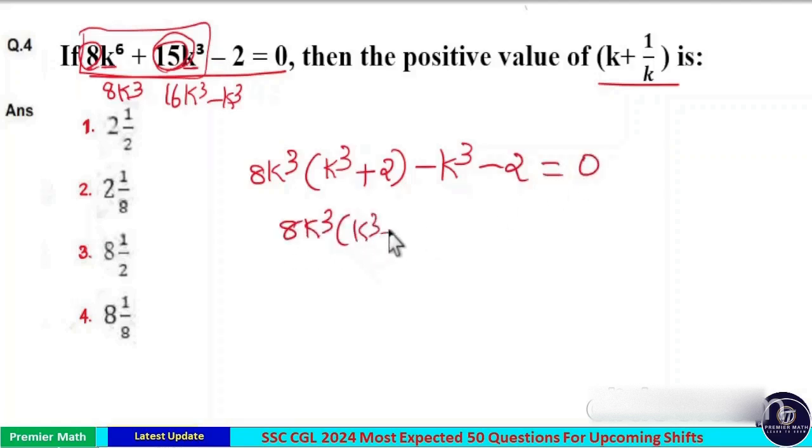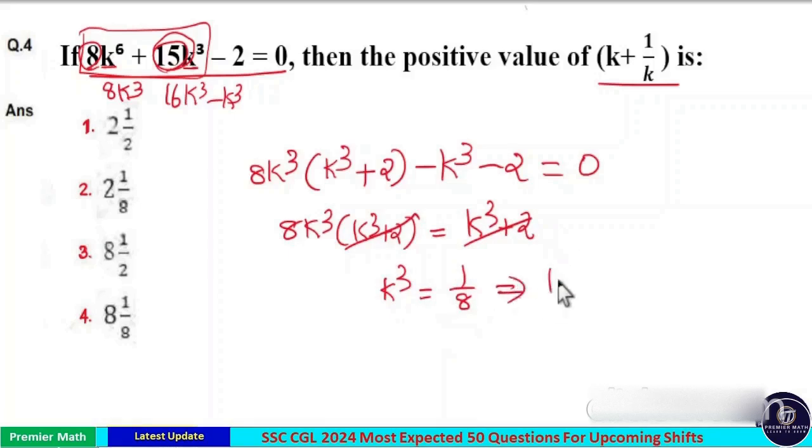So 8k cube into (k cube plus 2) is equal to k cube plus 2. Now cancel k cube plus 2. Remaining is 8k cube is equal to 1, which means k cube is equal to 1 by 8.